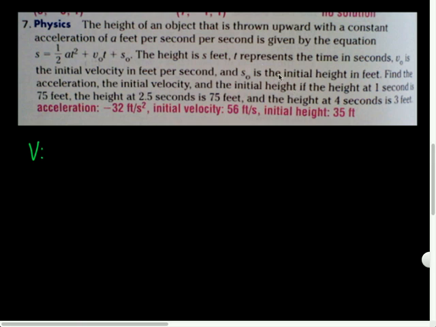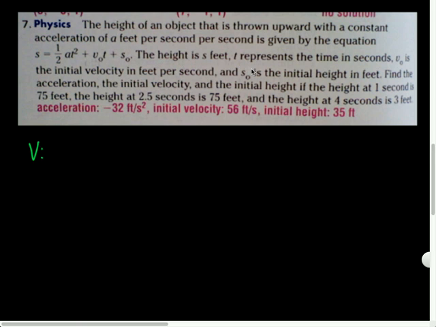T is time, V naught or V sub O. Let's see, where's my cursor? It's hard to spot it in the morning. V sub O happens to be your initial velocity, and S sub O or S naught is your initial height. Okay, that's what those variables represent.